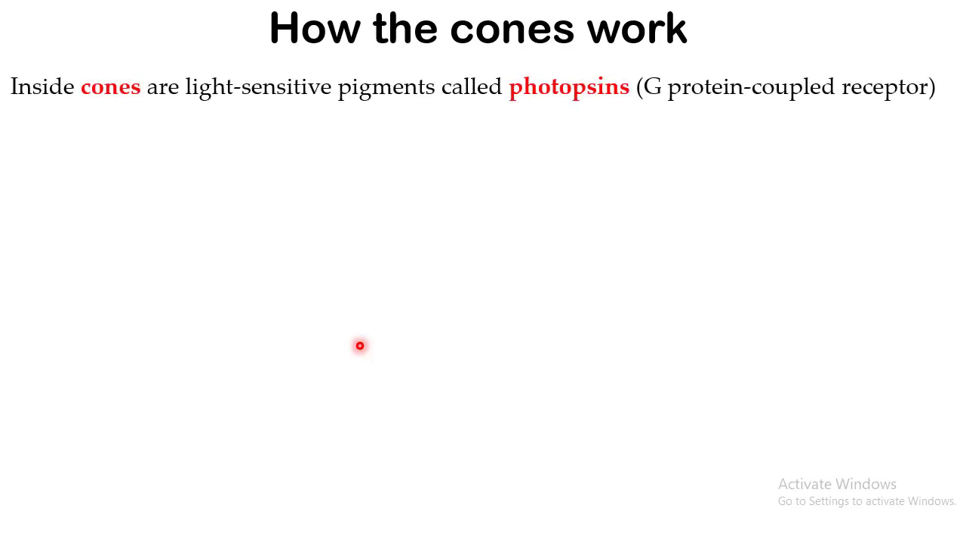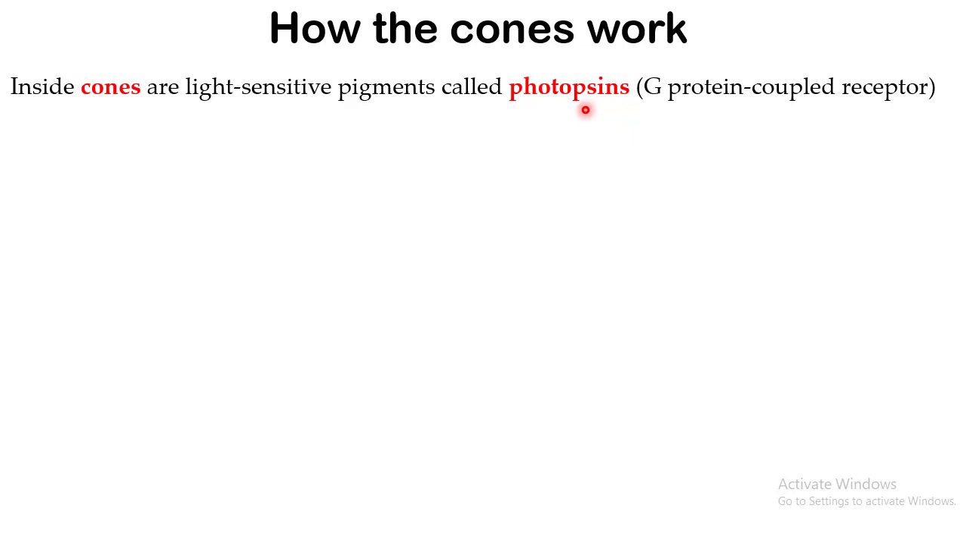If you talk about the cones, inside the cones there are light sensitive pigments which are known as the photopsins, and these photopsins are actually G protein coupled receptors. These G protein coupled receptors are a specialized type of transmembrane receptors, and they are classified under the heading of multipass transmembrane proteins. By multipass transmembrane proteins, I mean that these proteins span the membrane multiple times, and G protein coupled receptors specifically span the membrane 7 times.